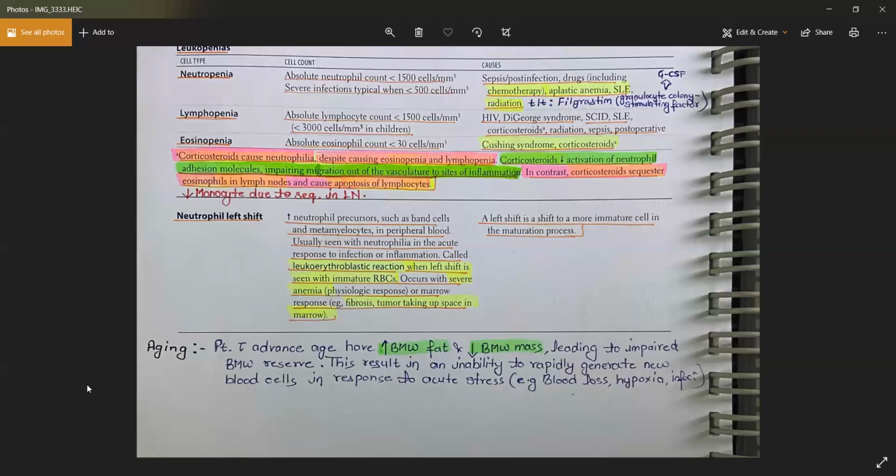So please note, with the aging, you will have a high fat and a low mass. In the normal conditions, it won't cause any symptom. The patient will be absolutely normal. But whenever an acute crisis happens and the bone marrow needs to replace all these blood cells, then the symptoms will arise because the bone marrow cannot replace these cells very rapidly. It will take time for the bone marrow to do that, right? This is about the aging process.